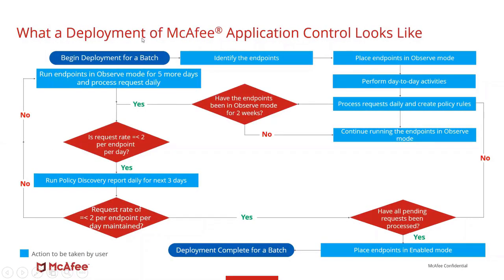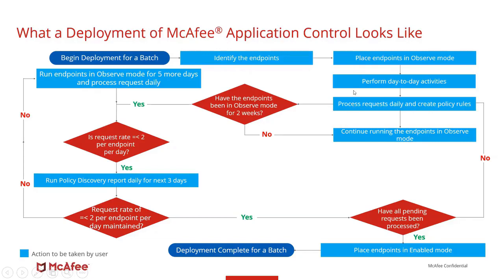So the next slide we have is basically what a deployment process looks like for application control from start to finish. Before you enforce the whitelist, basically you install the product by preparing for a batch and identifying what endpoints you actually want to install the product on. Then you place the endpoints into observe mode. Then you want to go through and perform day-to-day activities.